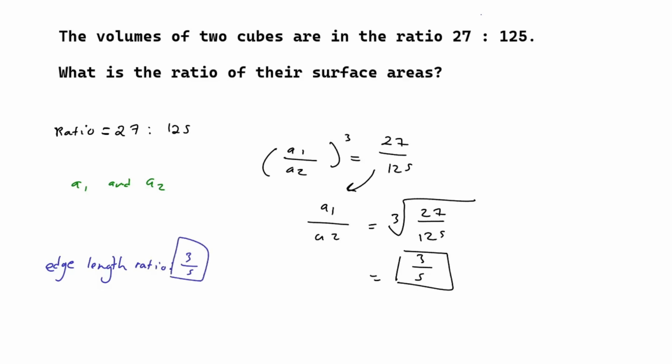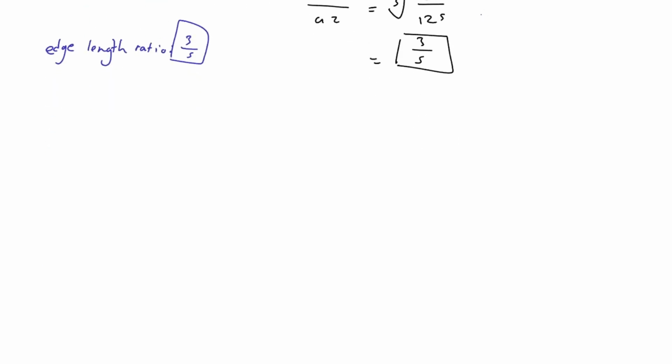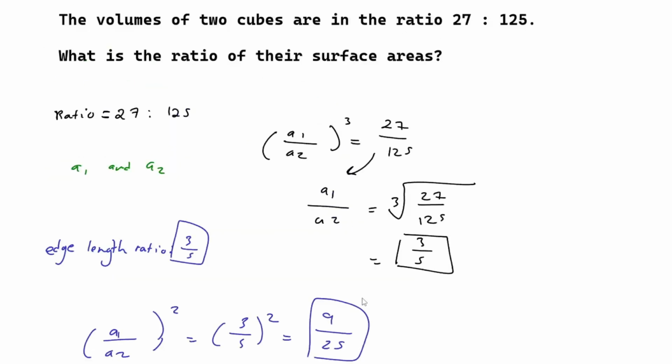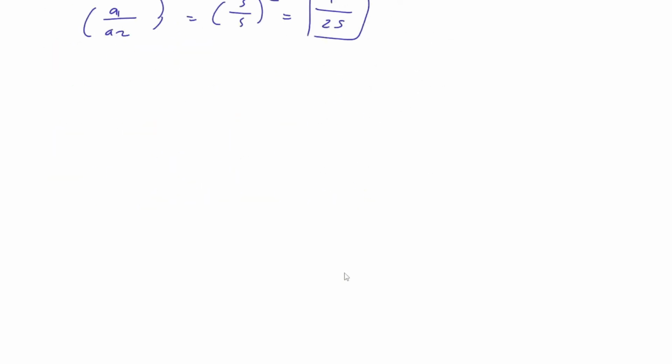Now, since we've got the edge length ratio, what we can find is the surface area ratio. The surface area of a cube is just 6a squared. So the surface area ratio is going to be A1 over A2 squared, which is equal to 3 over 5 squared. So this is going to be equal to 9 over 25. Therefore, the surface area ratio is 9 over 25.